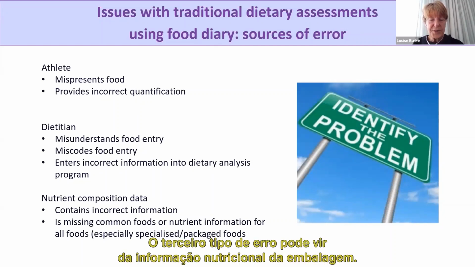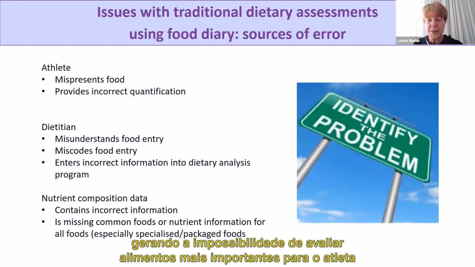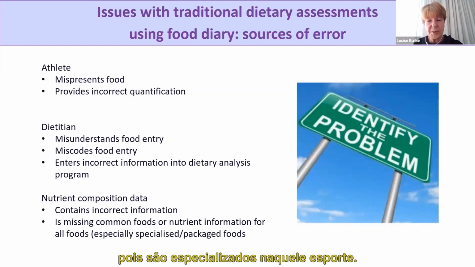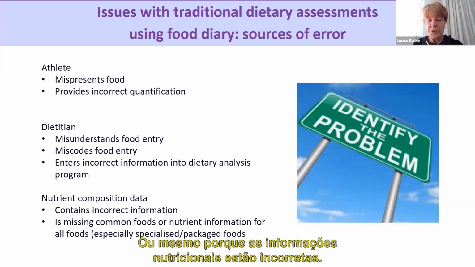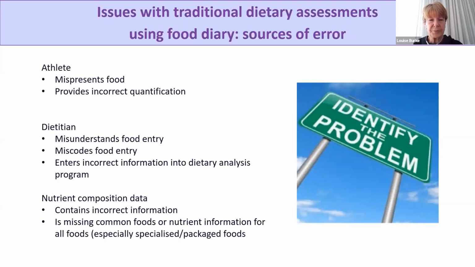And then the third level of error is with the nutrient composition package that you're using. Some of these packages don't contain all the foods that athletes eat, and so there's an inability to assess some of the foods that might be most important to athletes because they're specialised for their sport, or some of the nutrient databases also are incorrect. So even though you're taking a lot of time and effort to collect this information, these errors can cause problems with the interpretation.